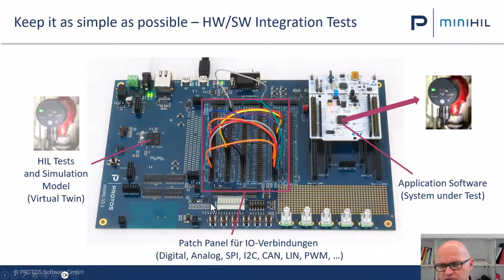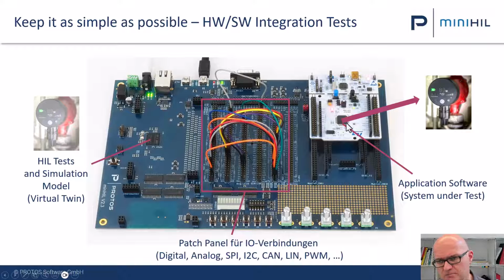How do we do that? Let's start with a hardware setup with our mini-hill board. That's about one sheet of paper size-wise. On the right side, you have the system under test. That's in this case an STM32 microcontroller. Can be any microcontroller, 3.3, 5 volt, doesn't matter, 16, 8, 32, 64-bit.